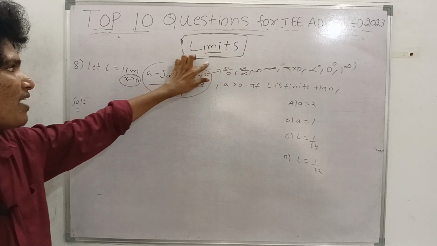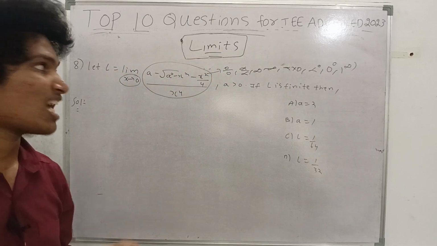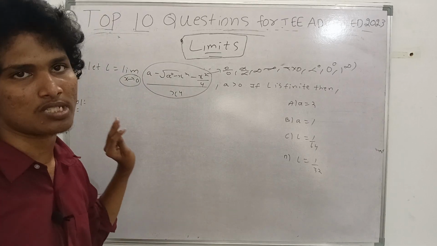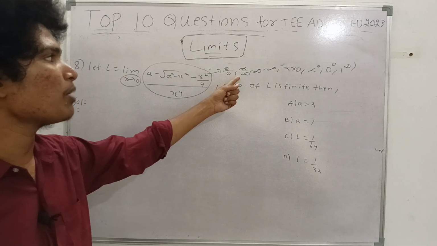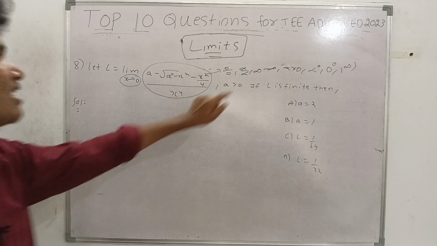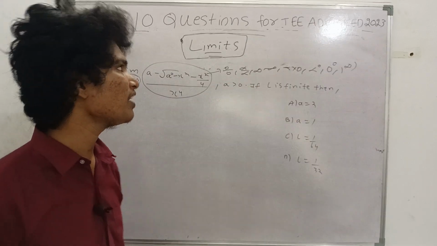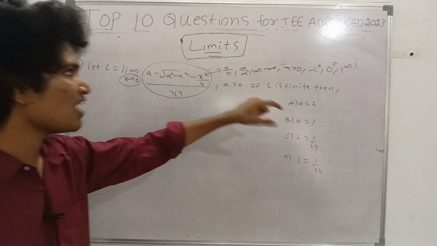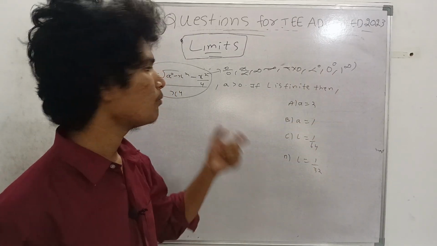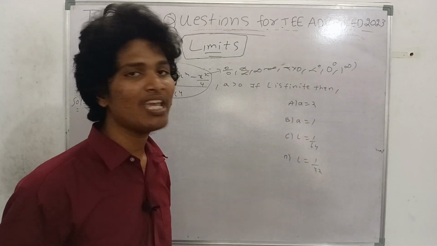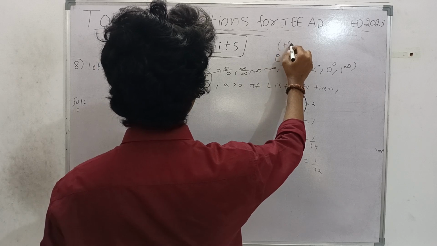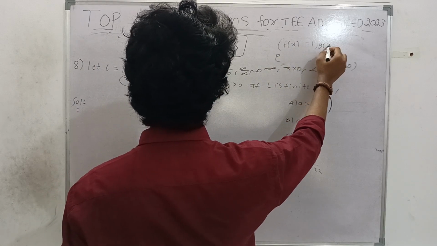This is not the process. When x extends to 0 it can be 0 by 0, infinity by infinity, anything. You have to check, and after checking you do the process. If it is 0 by 0 or infinity by infinity, it can be rationalization, factorization or L'Hopital. If it is infinity minus infinity or 0 into infinity, we convert into these two forms. If it is infinity power 0 or 0 power 0, we use ln, that is log, on both sides. And if it is 1 power infinity, we convert the whole limit like this: e power f of x minus 1 into g of x.